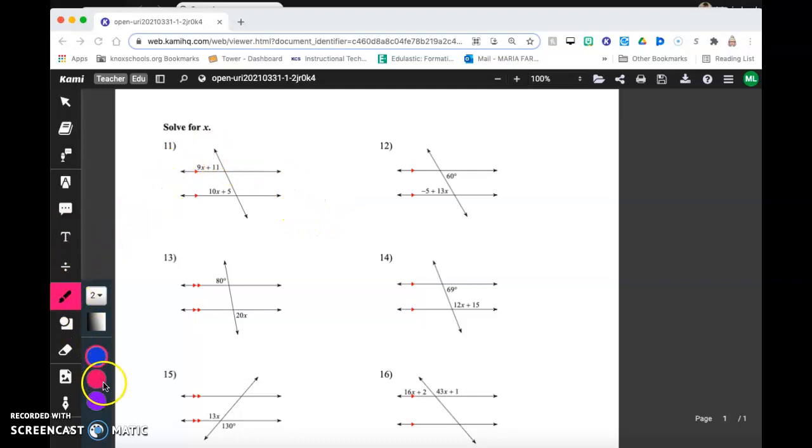That's all you have to do here, is solve for x. You do not actually have to find those angle measurements. So again, congruent means that the angle measurements are the same. Supplementary means that the sum, or adding up those two angles, is going to equal 180 degrees.